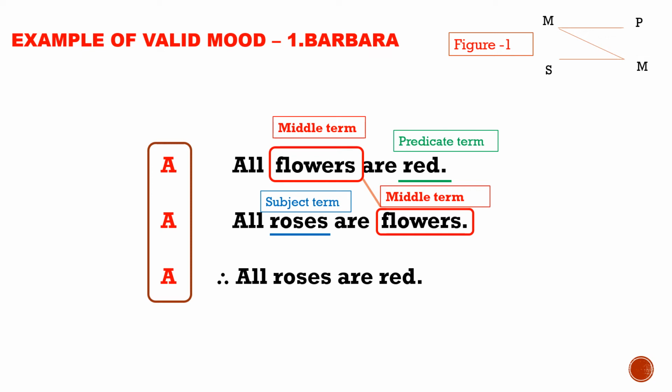Why is it the valid mood? Because it does not commit any fallacies. See here, the subject term is distributed in the minor premise as well as the conclusion. Then the predicate term is undistributed in the conclusion, so no need of seeing it in the premise. Then the middle term is distributed in the first premise, the major premise, so it does not violate any rule. It does not violate any rule of quality or structure either. It's a valid mood, Barbara, A combination.